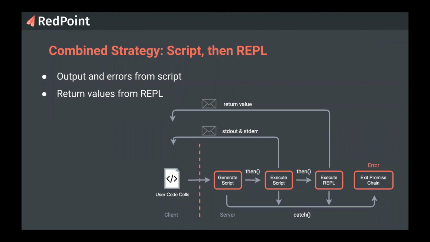So our solution was to combine both strategies, obtaining our output and errors from the script's execution and return values from the REPL. Using a JavaScript promise chain, we're able to reject upon any errors encountered within the script, eliminating the need to process any code in the REPL.